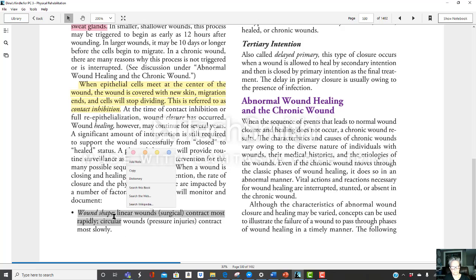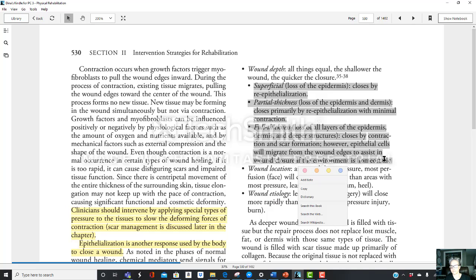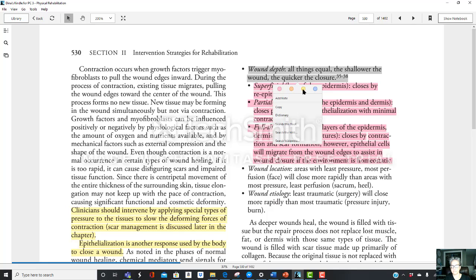Wound shape: linear wounds, such as surgical wounds, contract most rapidly; circular wounds, such as pressure injuries, contract most slowly. Wound depth: all things equal, the shallower the wound, the quicker the closure. Superficial, loss of the epidermis, closes by reepithelialization. Partial thickness, loss of the epidermis and dermis, closes primarily by reepithelialization with minimal contraction. Full thickness, loss of all layers of the epidermis, dermis, and deeper structures, closes by contraction and scar formation.